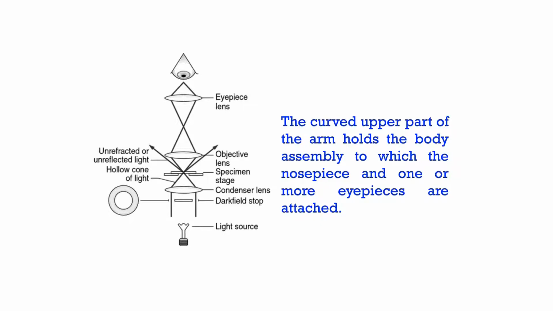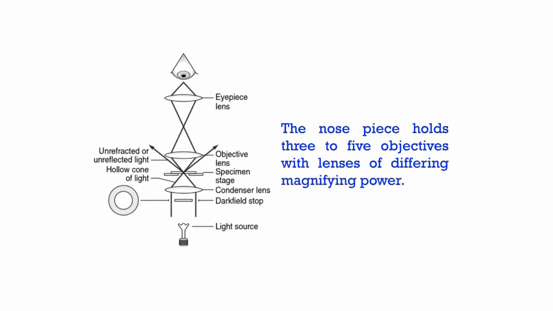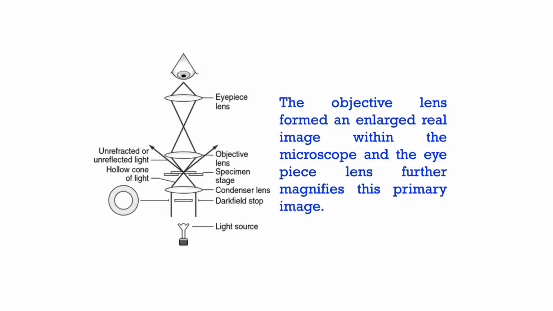The curved upper part of the arm holds the body assembly to which the nosepiece and one or more eyepieces are attached. The nosepiece holds three to five objectives with lenses of differing magnifying power. The objective lens forms an enlarged real image within the microscope, and the eyepiece lens further magnifies this primary image.